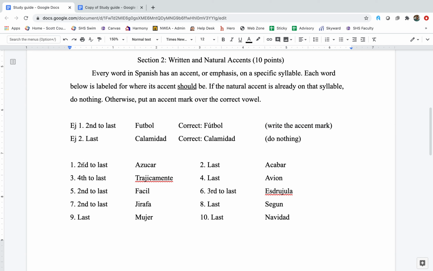So, we'll do 2 examples here that don't have the answer right next to them. This word right here is supposed to have the accent on the second to last syllable. Where is the natural accent? It ends with an R. So the natural accent would be on the last syllable because that's not a vowel, S or N. So this is where the natural accent is. But where is my accent supposed to actually be? It's supposed to be here. And so the only way to get it there is with an accent mark.